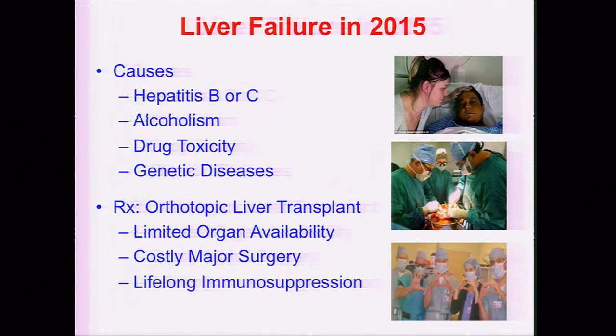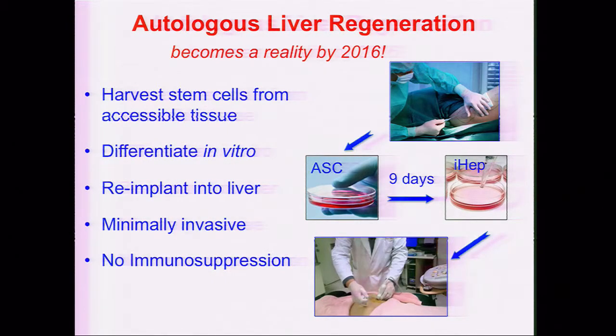Right now, the only thing that can be done is orthotopic liver transplantation. Probably a few of you have been in on those surgeries. There's a lot of morbidity, a lot of costs, and a lot of problems with it. But what we hope to do in the not too distant future is change that paradigm.